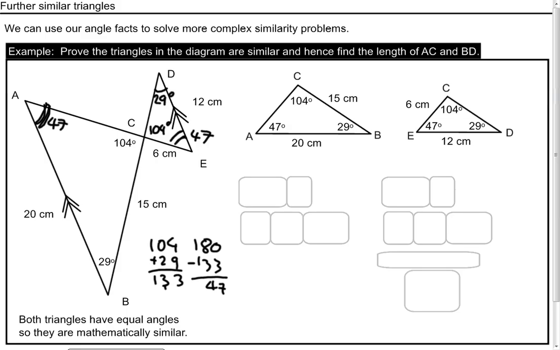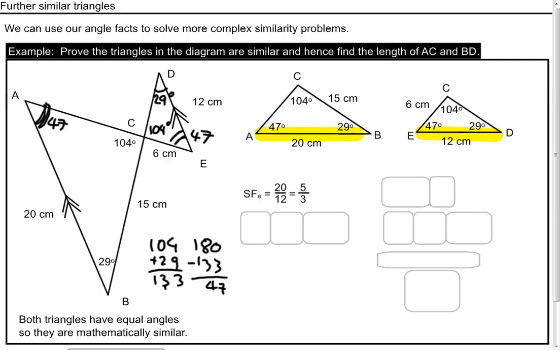I've been asked to find two sides. I've been asked to find AC, this side here, so it's on the larger of the two. So I'm going to find a scale factor of enlargement. I've got two corresponding sides, the 20 and the 12. So my scale factor of enlargement would be 20 over 12, which gives me 5 over 3, a number bigger than 1. So that's a scale factor for enlargement.